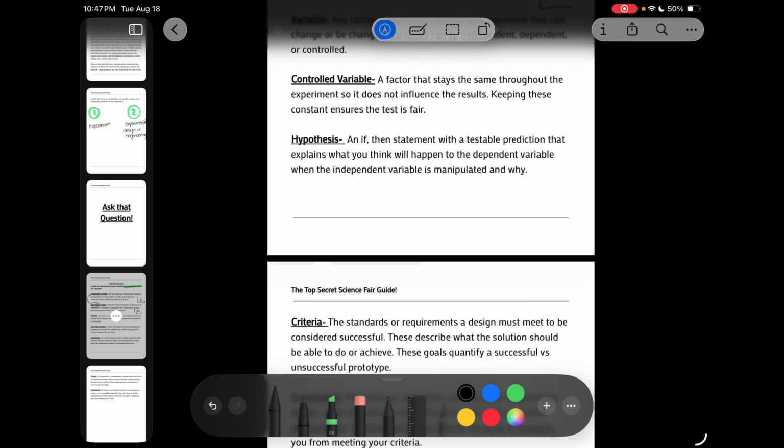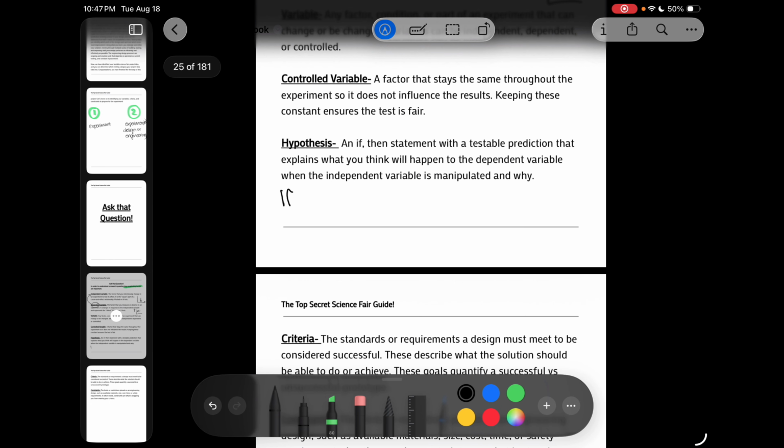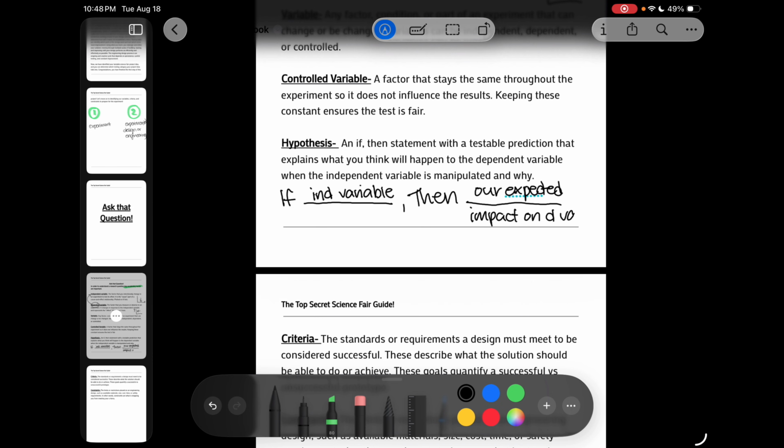The way that it is basically phrased and formatted, we say if, and then we list the independent variable, then we're going to list our expected impact on the dependent variable. So that's very important. I'll give you an example with the plants.